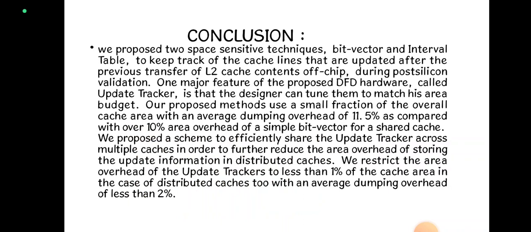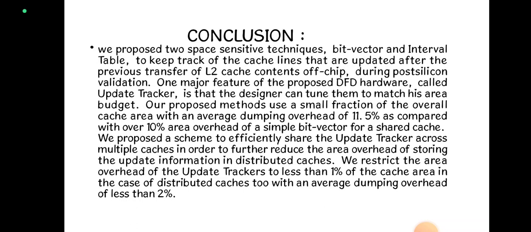Conclusion: we propose two space sensitive techniques, bit vector and interval table, to keep track of the cache lines that are updated after the silicon validation. One major feature of the proposed DFT hardware called update tracker is that the designer can tune it to match his area budget. Our proposed method uses a small fraction of the overall cache area with an average dumping overhead of 7 to 11.5% as compared with over 10% overhead of simple bit vector for a shared cache.